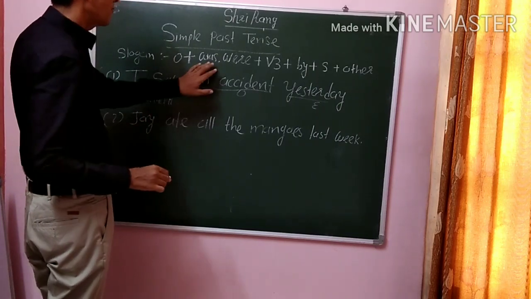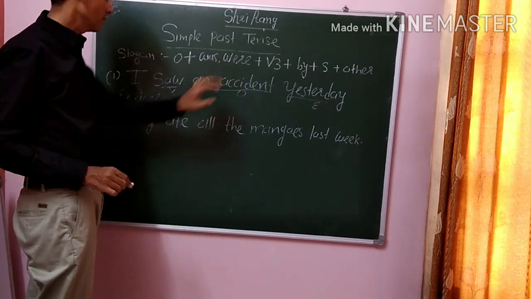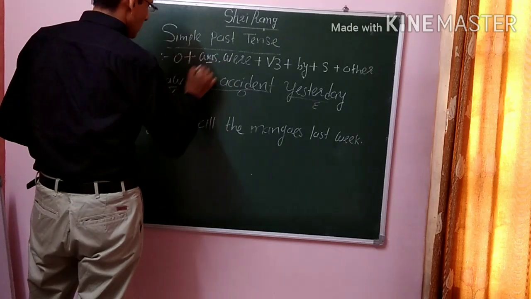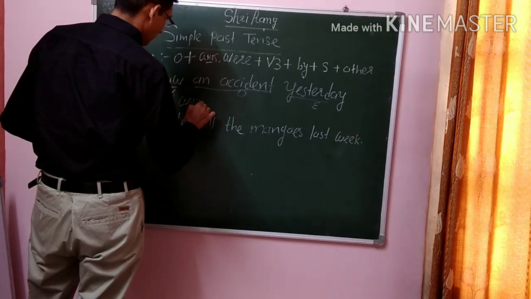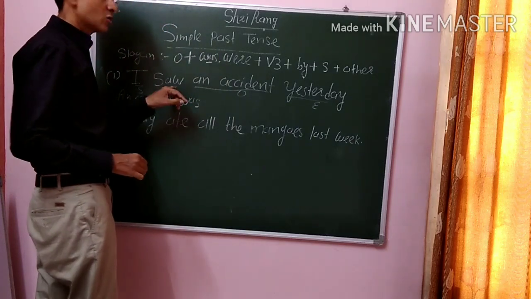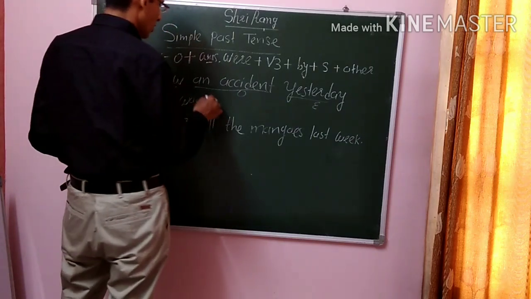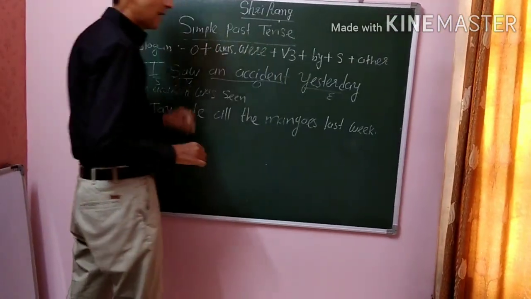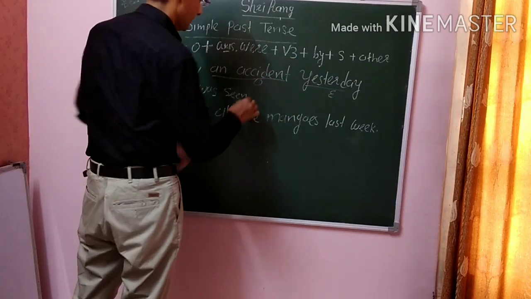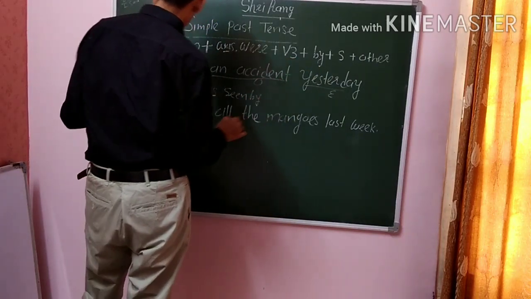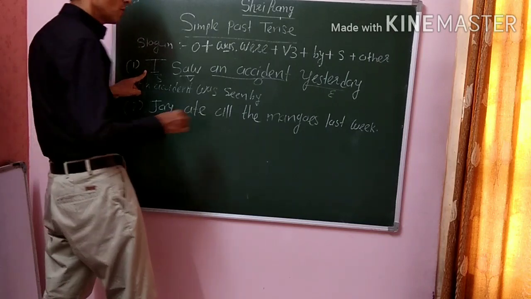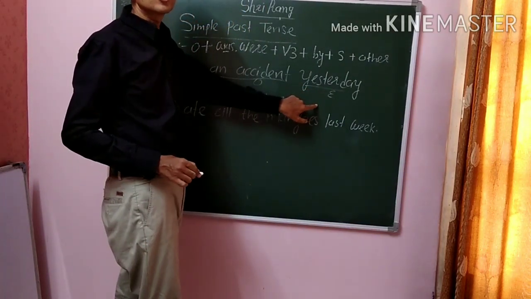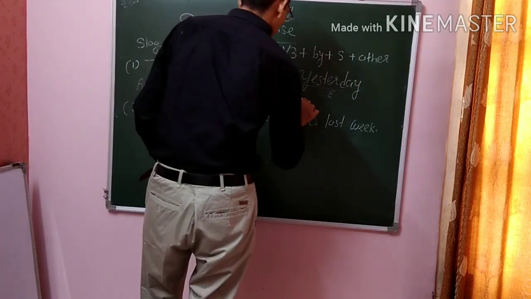Now we have to select either was or were. An accident is singular, that's why we will select was. Then the verb saw, and its third form is seen. Then by. I turns into me. And the extra word, yesterday, goes here.